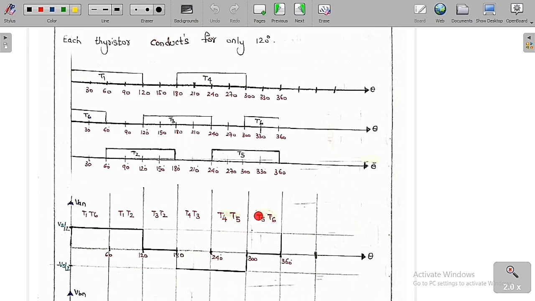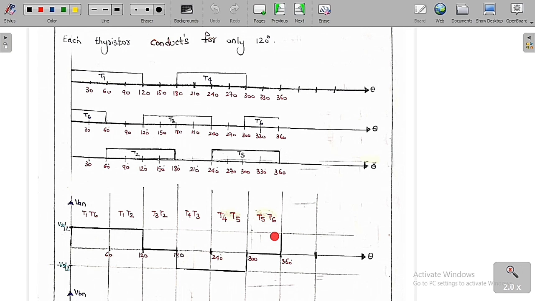Again from 300 to 360, you can see clearly here T6 and T5 are conducting. So whenever T5 and T6 are going to conduct, try to analyze what is the value of VAN, VBN, VCN and VAB. Here finally you are going to get VAN is equal to 0, VBN is equal to minus Vs by 2, and VCN is equal to plus Vs by 2.